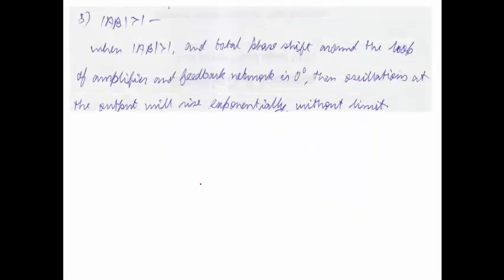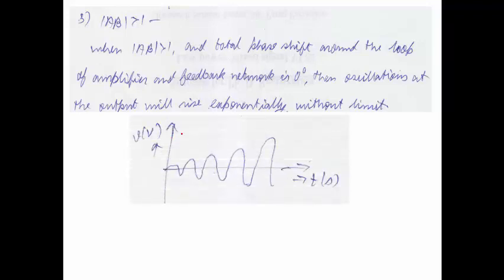And the next case is mod A beta greater than 1. When we do that, the total phase shift around the loop of the amplifier and the feedback network is still 0, because that is the important condition of positive feedback. Then the oscillations at the output will rise exponentially without limits. Now this is what is important, and that is how we do it in the case of oscillators.